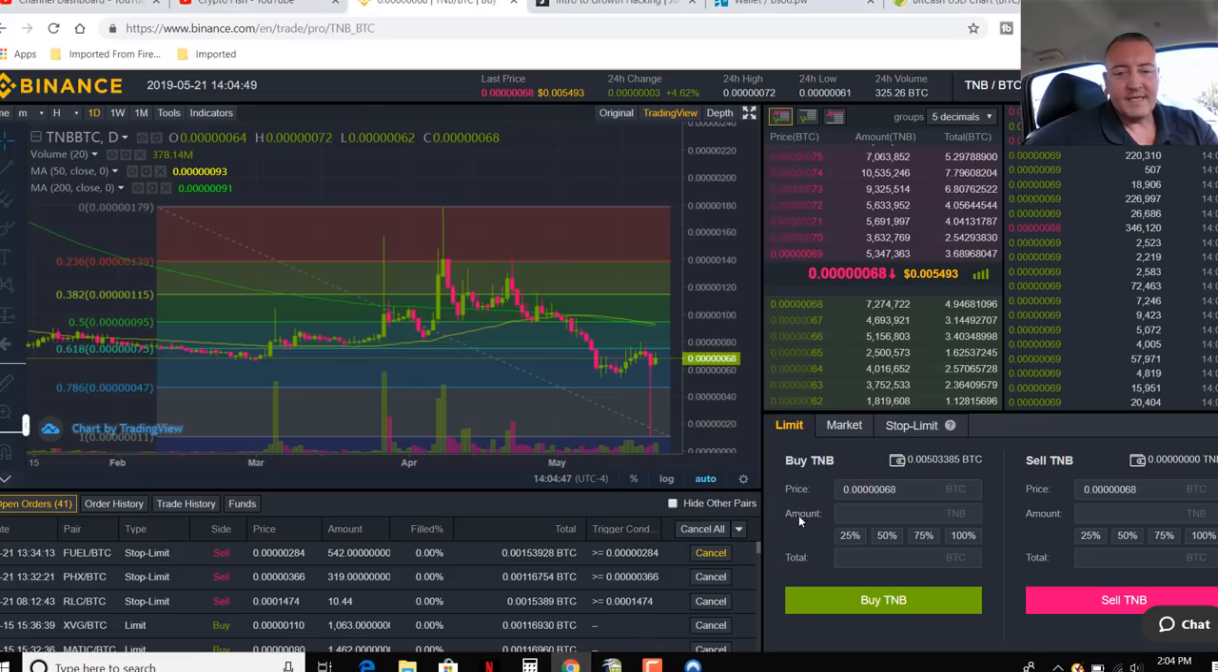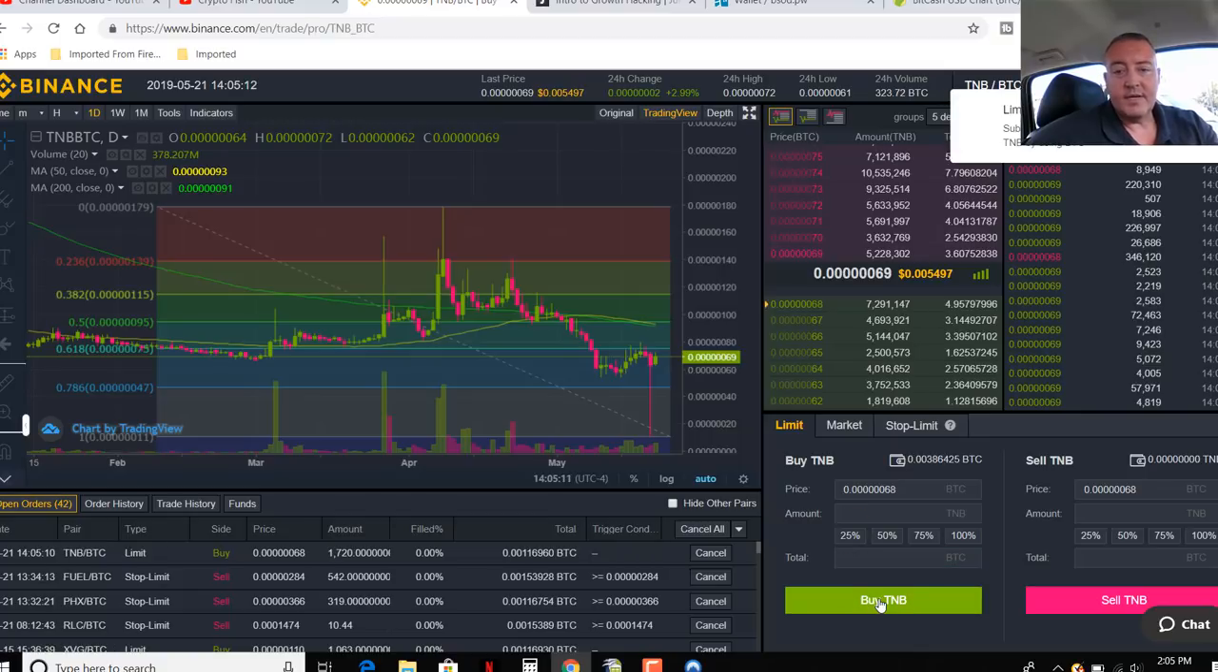0.00117 BTC. So I'll go back over to here, and since it's in this range, I'm just going to go ahead and buy it outright. So I'd go down here, 0.00117, 1,720 of those. It's a limit buy. So once it's at 68, which it's 69 now, once it drops back down to 68, it'll automatically pick that buy up. So that was TNB.